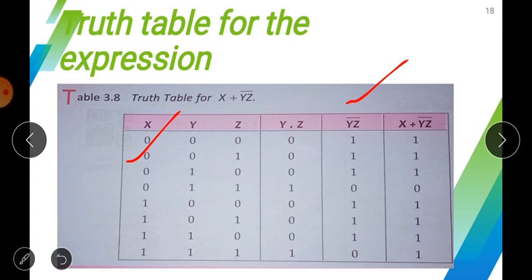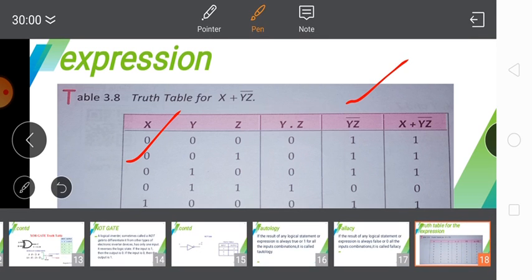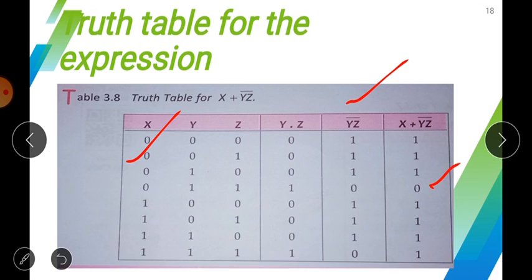So for all ones, there is 0, there is 0, then the output is 0. Now moving forward you can see 1 1 1, then there is also 1, and there is 1, there is 1. So this is the final output of the expression.